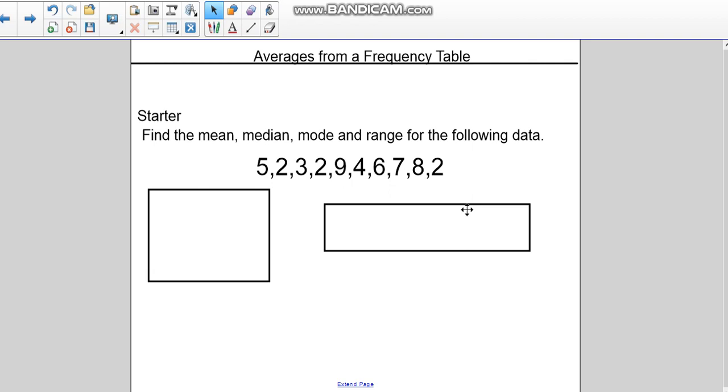So, as a revision from last week, could you have a go at finding the mean, the median, the mode and the range for this set of data here? So press pause, have a go and then press play when you're ready to check your answers.